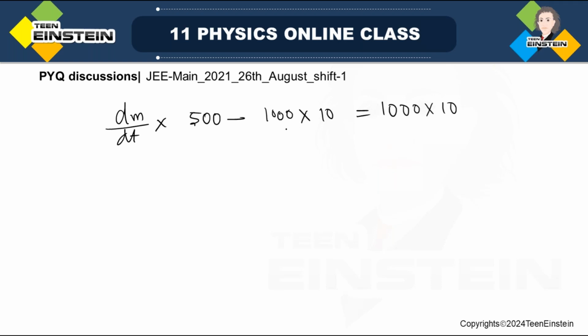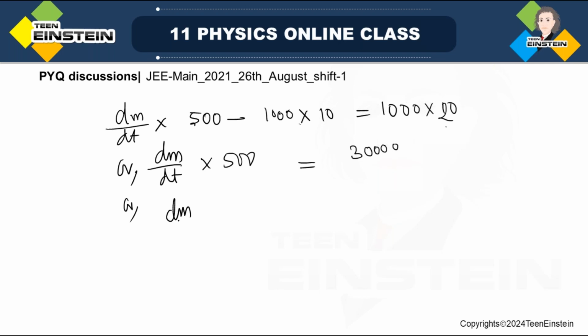So how can you find that out? Look, dm/dt into 500, and here it is 20,000 plus 10,000, so it will be 20 plus 10, 30,000.